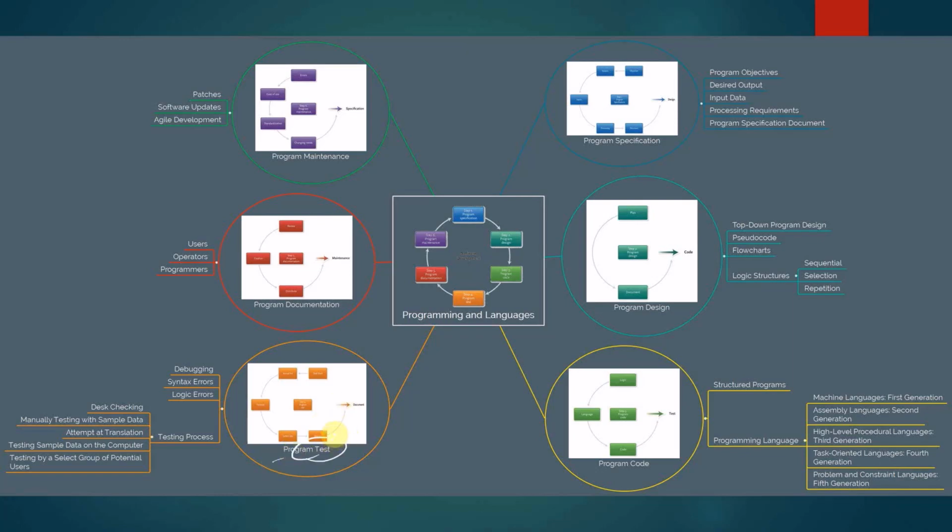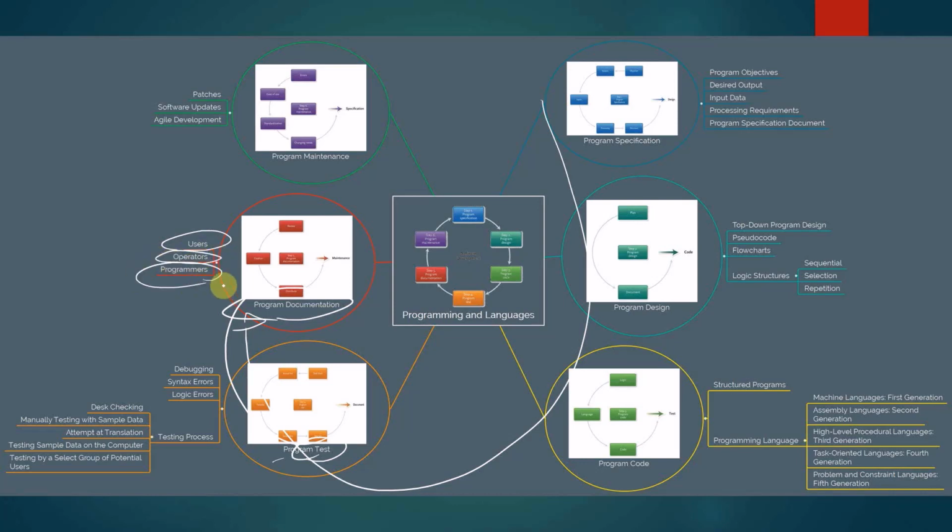So after we've tested the program, we then go into program documentation, which is as simple as it sounds. In program documentation, we need to be sure that the documentation has been done throughout the entire process so far, so that it's documented in a manner that the users, operators, and programmers know how it all works. And it is tailored to these particular end users, so that you have documentation tailored to each of those individuals.